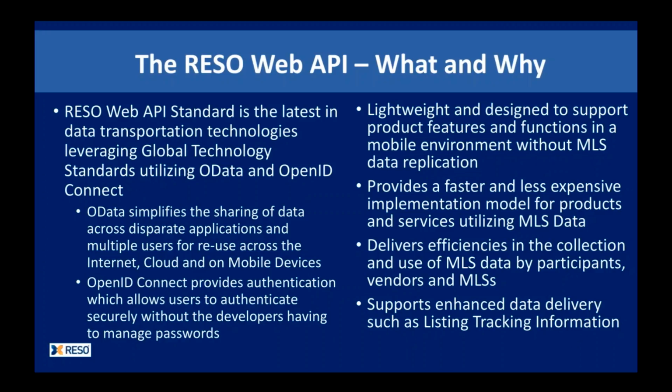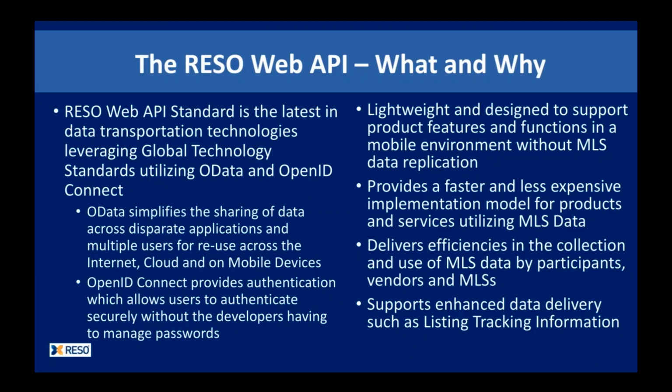OpenID Connect is the authentication mechanism within the RESO Web API, which allows users to authenticate securely without having to manage passwords. Essentially, you could use your Gmail login to log in to the Flex MLS system through OpenID Connect. That would not be sharing your Gmail password out to Flex MLS, but it would be a trusted connection between the two using OpenID Connect. These are global technology standards, and many of these standards have products and tools available for developers to use today without having to create things from the ground up.